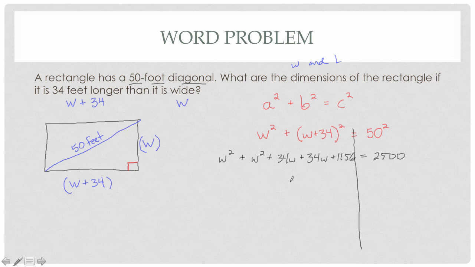It's not so bad. Let's combine like terms and set everything equal to 0 and see what we got now. So W squared plus W squared, it's going to be 2W squared. 34W plus 34W, it's going to be 68W. And 1156, but I'm going to subtract 2500 from both sides because I want it to get equal to 0.